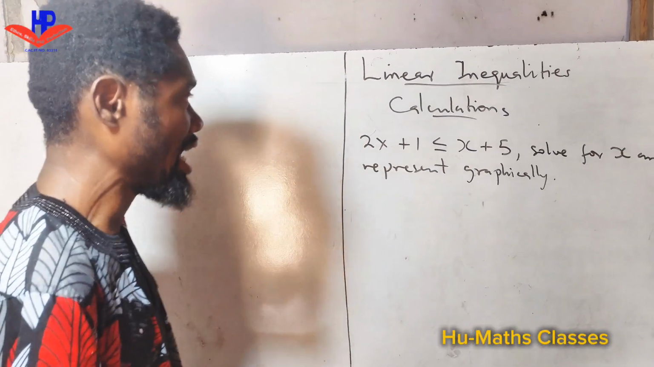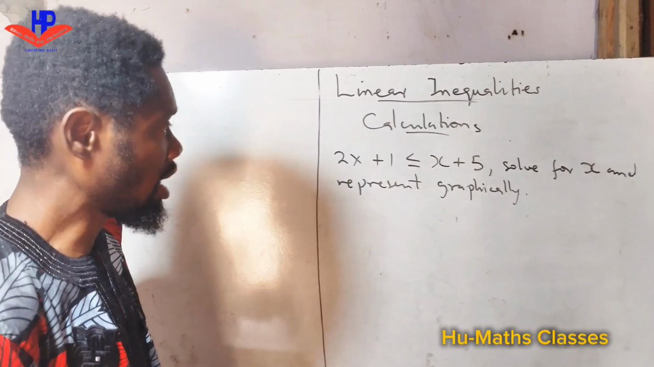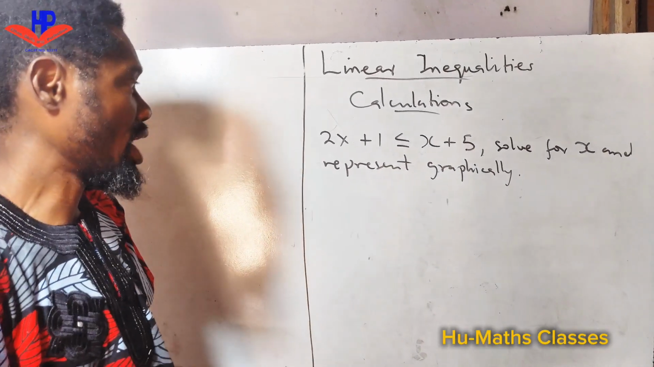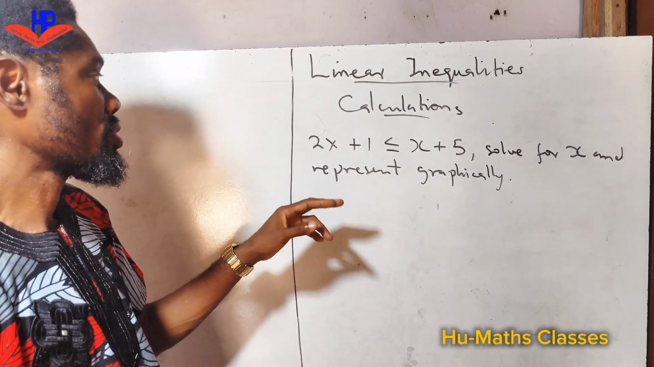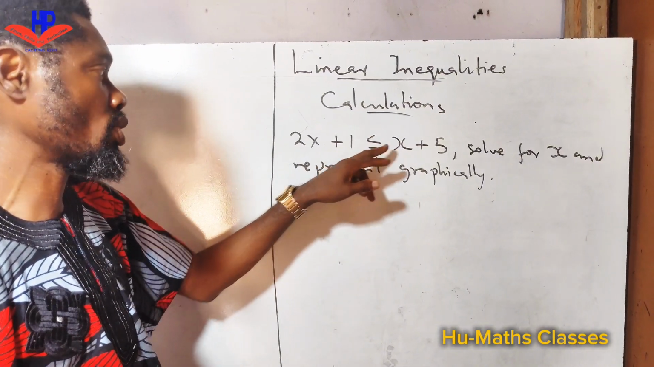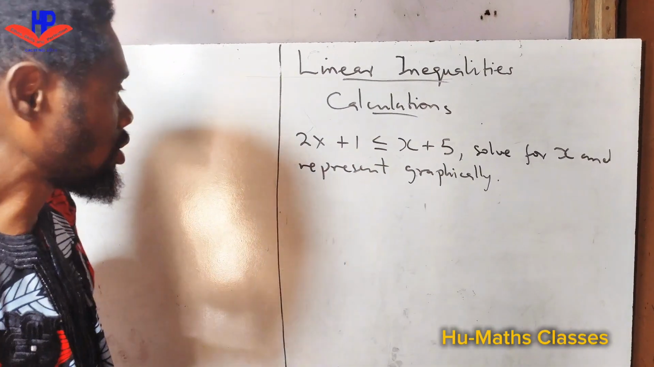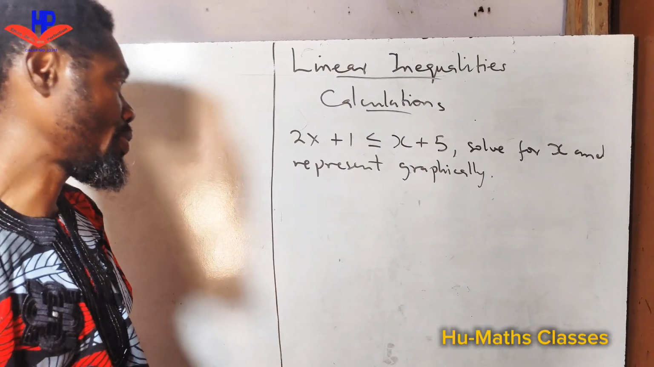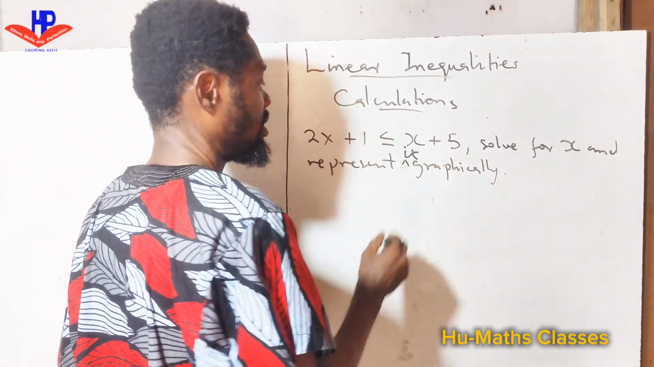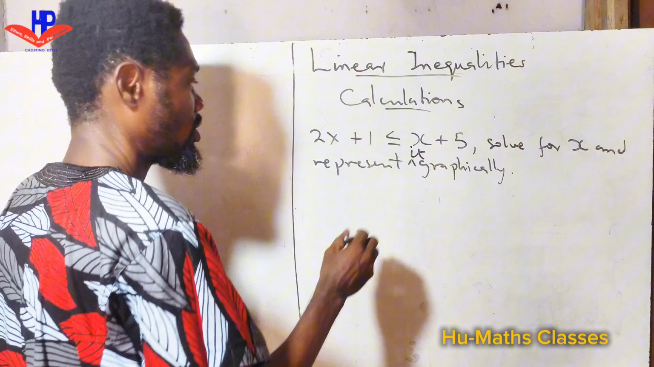Okay, let's deal with linear inequalities today, the calculative aspect of linear inequalities. Here on the board we have 2x plus 1 less than or equal to x plus 5. We are asked to solve for x and represent it graphically. So let's solve for x.